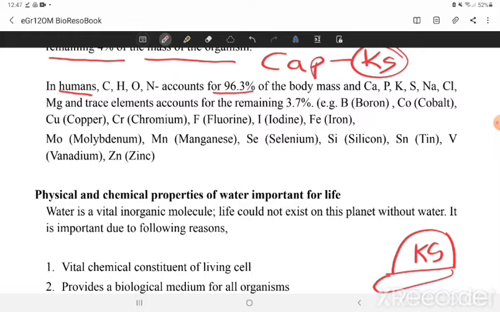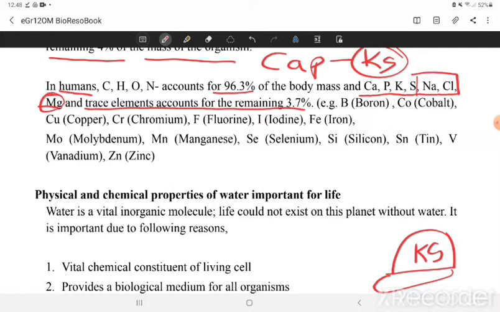And now you have calcium, phosphorus, potassium, sulfur, sodium, then chlorine, and then magnesium additionally, and trace elements account for the remaining 3.7%. So we have calcium, phosphorus, potassium, sulfur, same as before. Cap case, we understood that. Then additionally we have salt, sodium chloride. You can remember sodium and chlorine, not together. And then additionally you have magnesium.